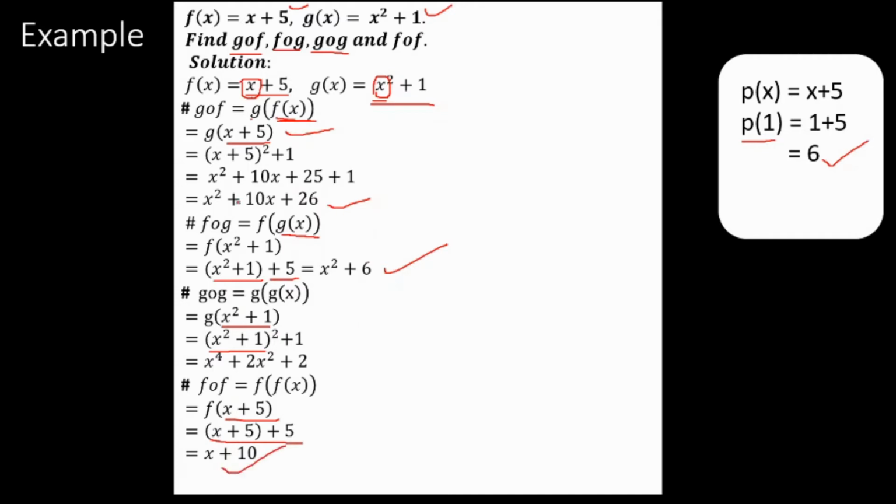Can you check g∘f? What is g∘f? x square plus 10x plus 26. And what is f∘g? x square plus 6. Is it equal? We have noticed in the previous section that f∘g is not equal to g∘f, and here it is proved. Okay, fine. So we are done with this.